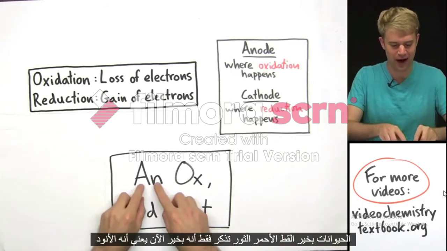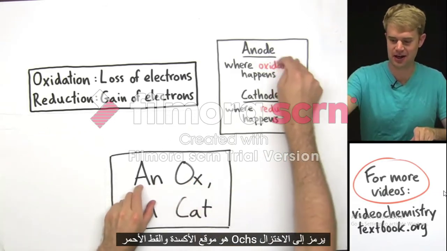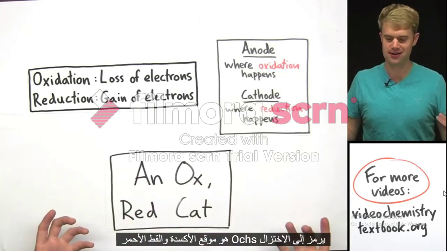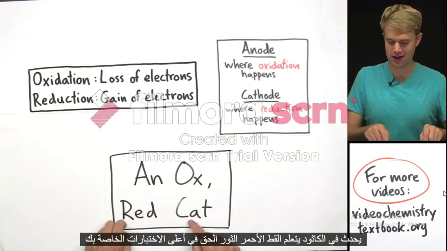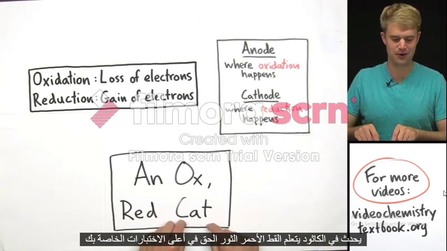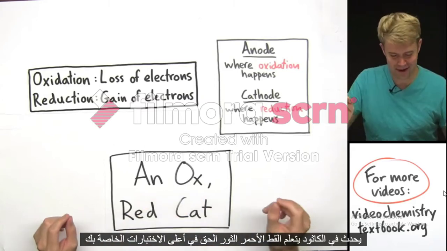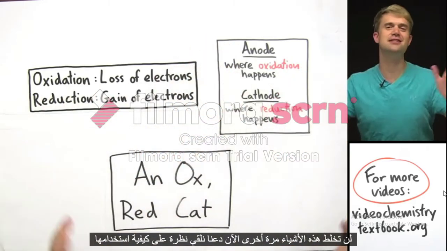An ox stands for anode is the site of oxidation. Red cat stands for reduction happens at the cathode. An ox, red cat. Learn it right at the top of your tests, and you'll never mix these things up again.